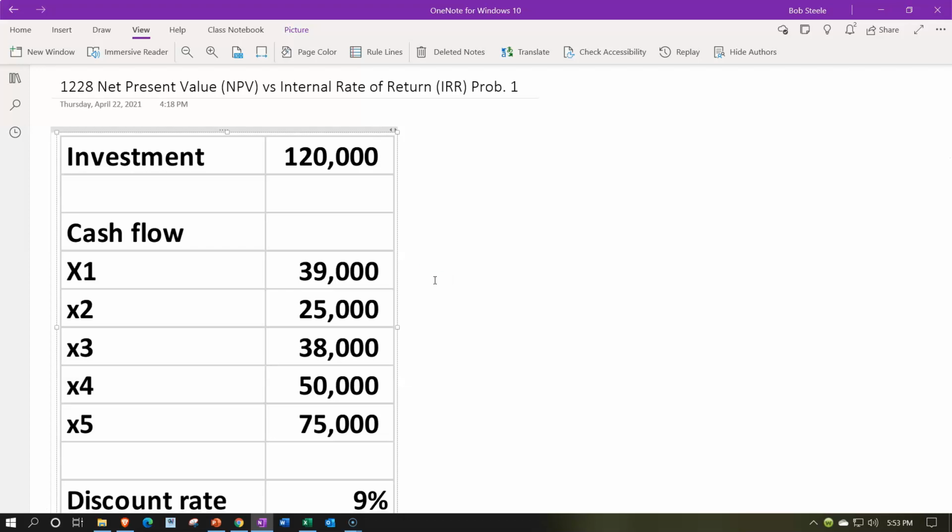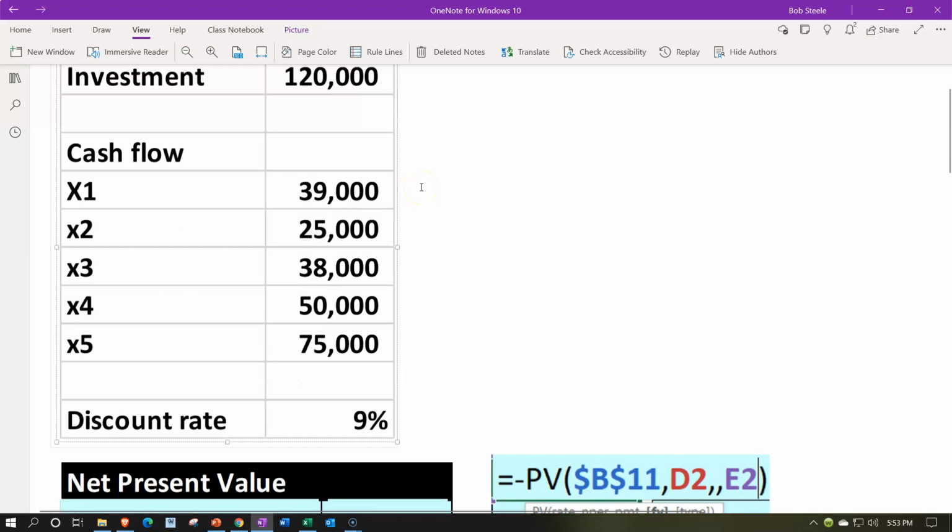Note, when we look at the net present value and internal rate of return, they are related. So as you think about these two items, you want to think about what the relationship is between them and when it would be appropriate to use each of them. So we have the investment, $120,000 we're thinking about putting down to get money back in the future that we're estimating to be, after year 1, $39,000, year 2, $25,000, year 3, $38,000, year 4, $50,000, and year 5, $75,000.